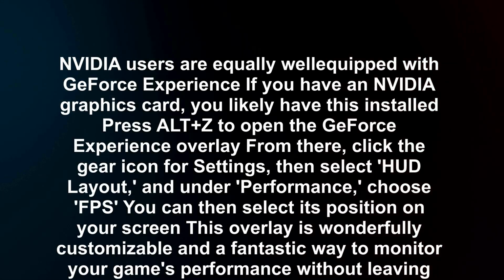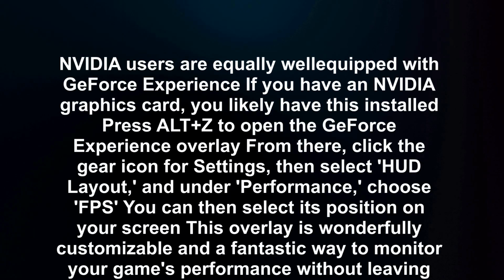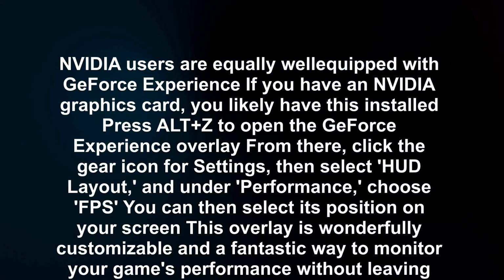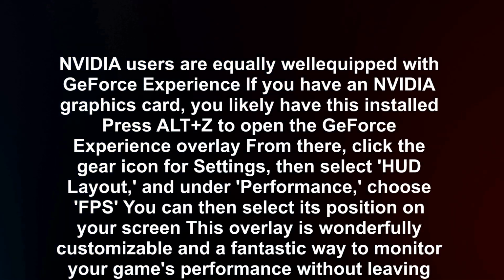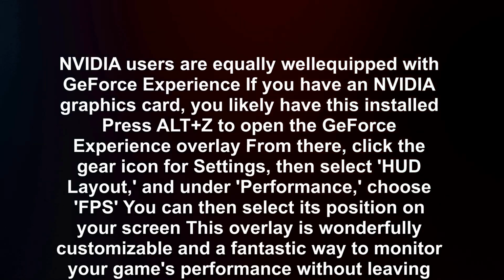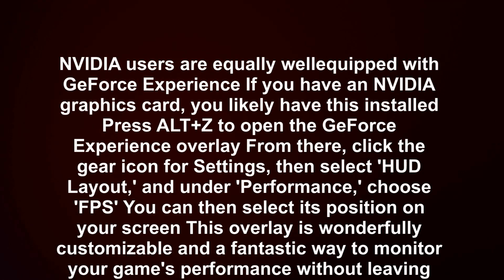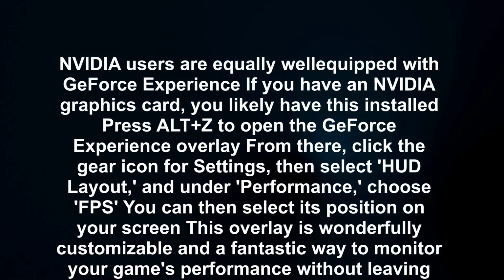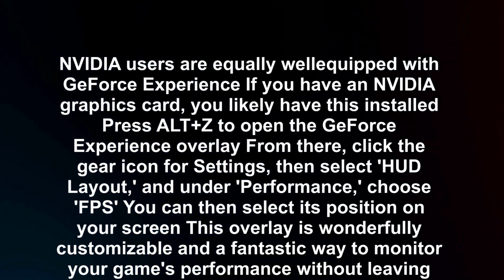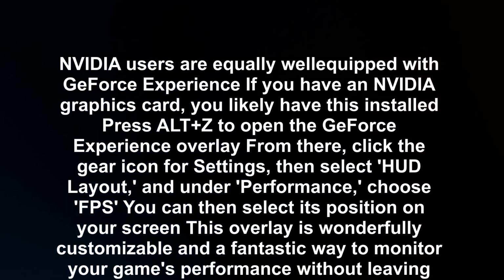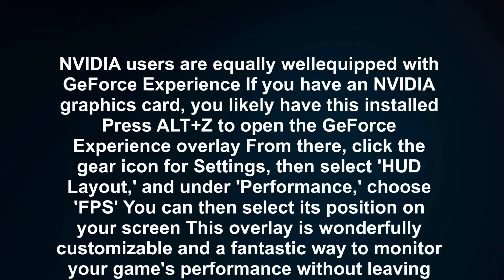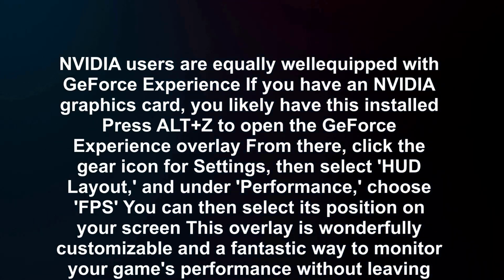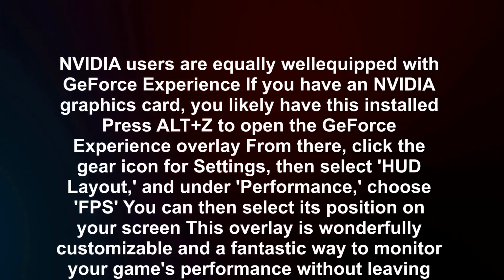NVIDIA users are equally well equipped with GeForce Experience. If you have an NVIDIA graphics card, you likely have this installed. Press Alt plus C to open the GeForce Experience overlay. From there, click the gear icon for settings, then select HUD layout, and under Performance, choose FPS. You can then select its position on your screen. This overlay is wonderfully customizable and a fantastic way to monitor your game's performance without leaving the action.